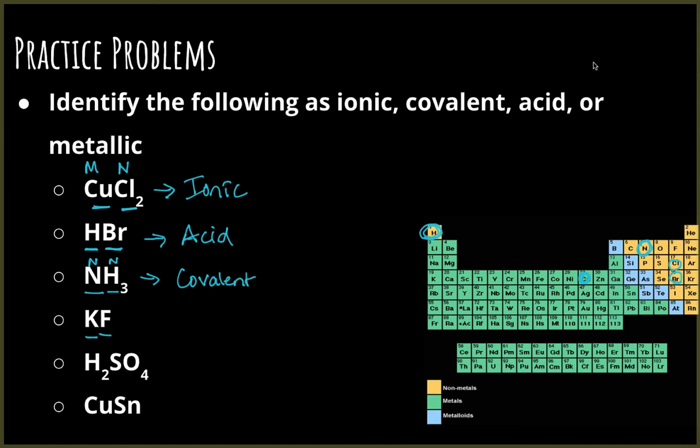K and F. K is a metal, F is a nonmetal. So based on our classifications, that would be ionic. There's another one that starts with H, combined with nonmetals. This is another acid. And later on, we'll talk about the difference between this type of acid and this type of acid. And then our last one, copper and tin. Copper's right here. Tin is right here. Both metals. So that would be classified as metallic.